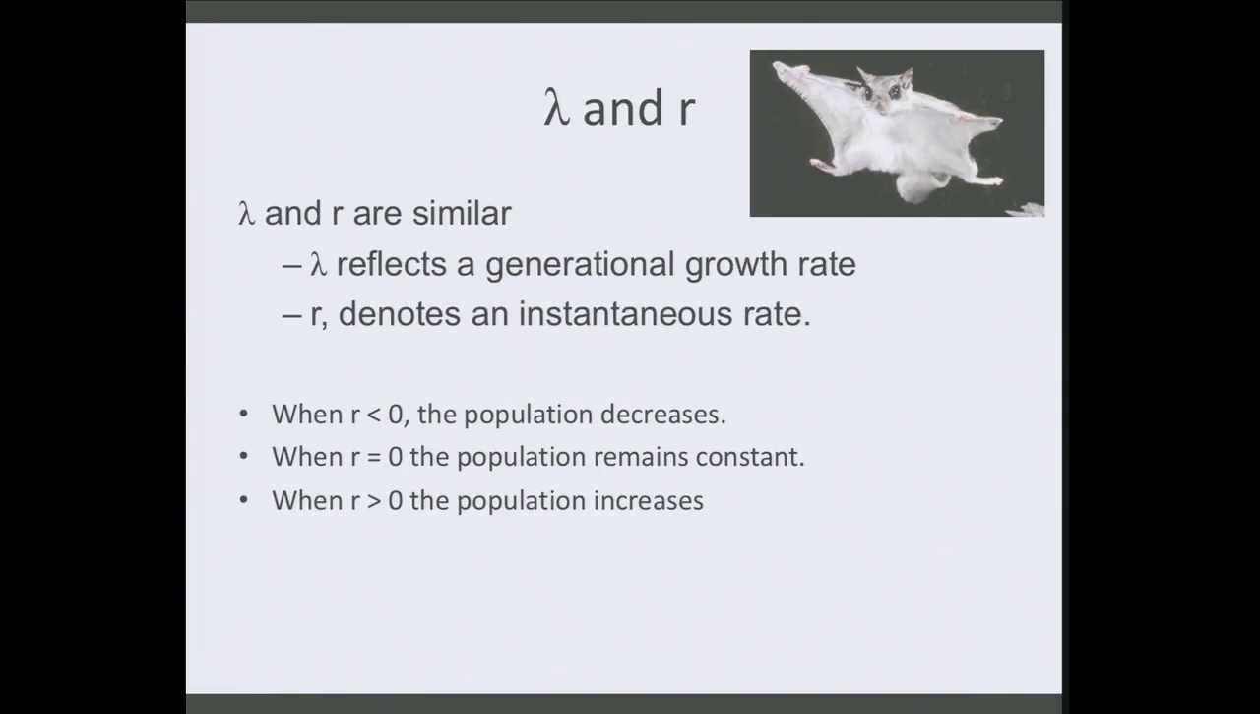Now, they're very similar, though they are looking at different things. Lambda looks at generational growth rate. R is an instantaneous rate, and can be calculated at any time. R is often more used, and so we will tend to stick to R when we are talking about growth and looking at models of interactions between species later on in this course. Okay?